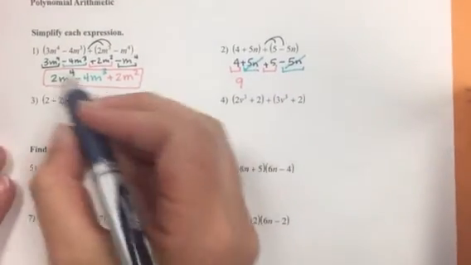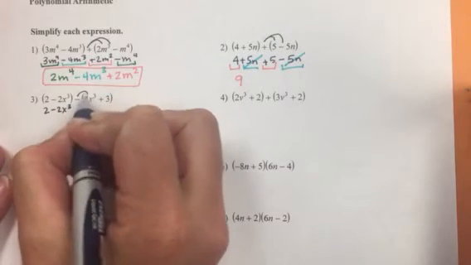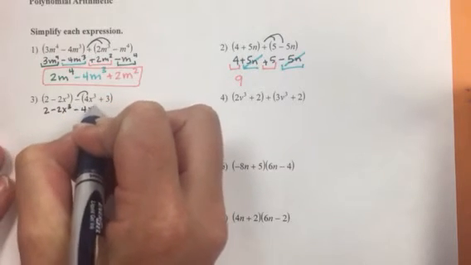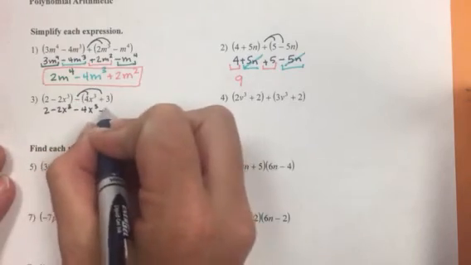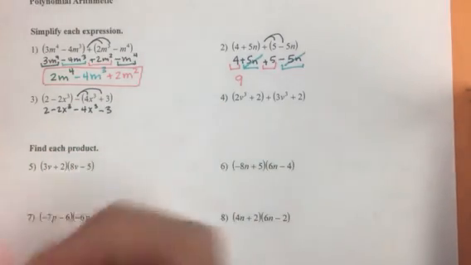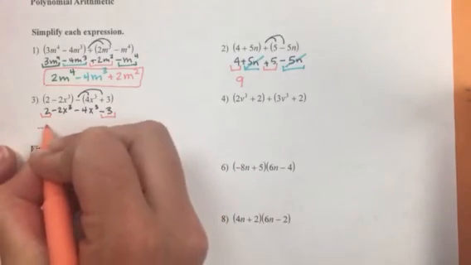In example 3, we have 2 minus 2x cubed minus 4x cubed. Negative and a positive makes a negative 3. Combine the 2 and 3 together and we get a negative 1.